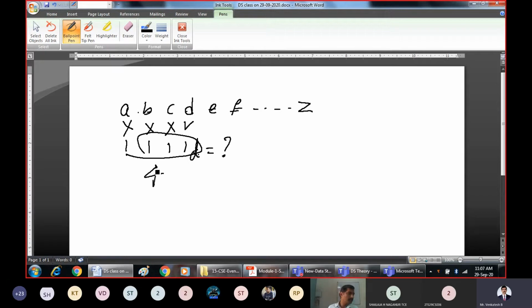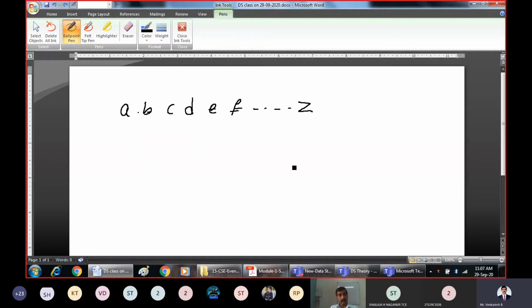That is what our task is now. If the substring is present, after how many comparisons are we going to find that substring in the main string? That is what we should find. That is, finding the substring present in the main string, and how many comparisons you are going to do for that.